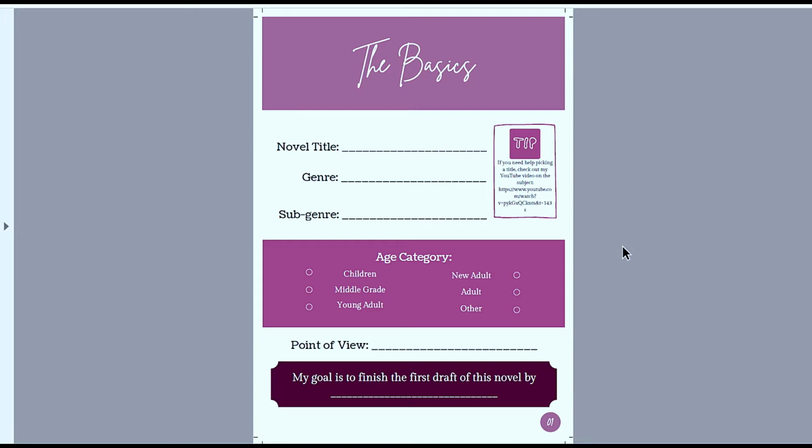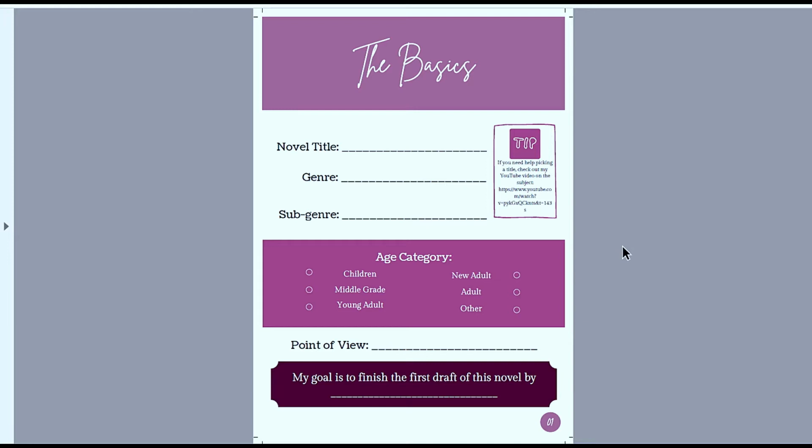So there's children's books, obviously, and then middle grade, which is kind of primary school, middle school. Then you have young adult, which is kind of the teen market, new adult, which is college market, adult, and then I put in other because I probably do not know of all the age categories that exist in the world. So if yours falls into a different category, feel free to mark other and specify.